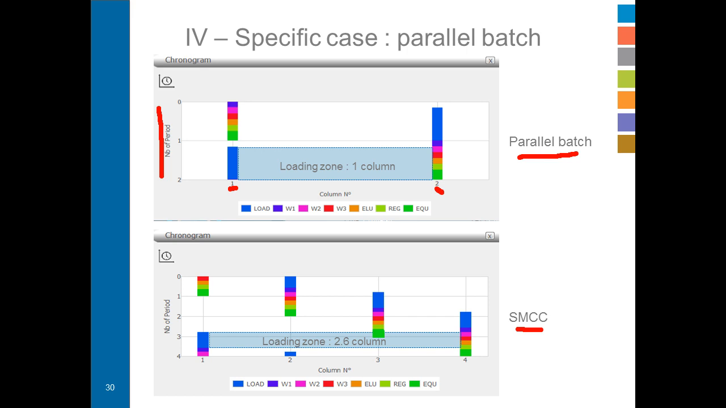For SMCC, columns will be in series during the loading. This is what is allowing you to load more and to load faster.